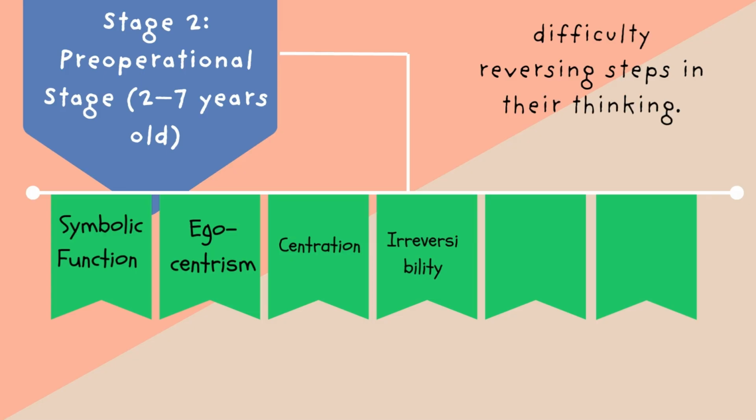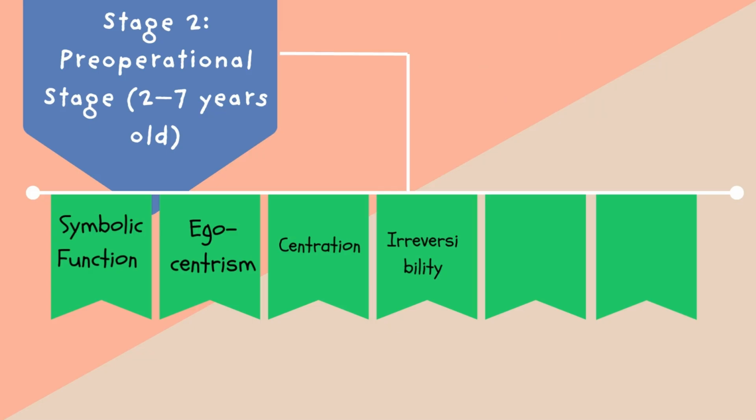This means a child struggles to understand that an action can be undone or reversed. For example, a child may get upset if a sandwich is cut in half because they think they now have more sandwich and they can't mentally rewind it back to the original whole sandwich.